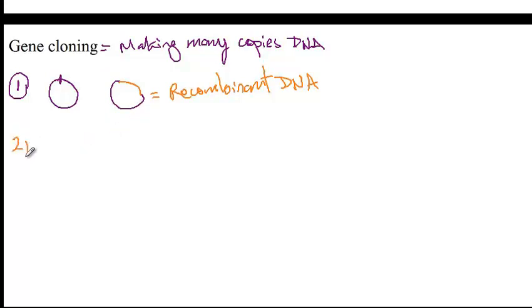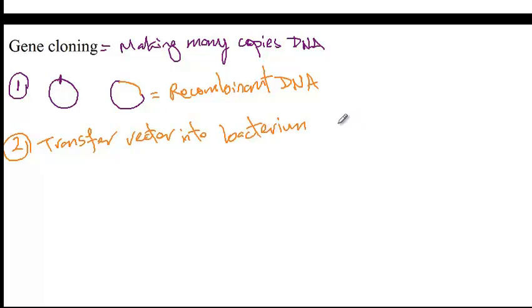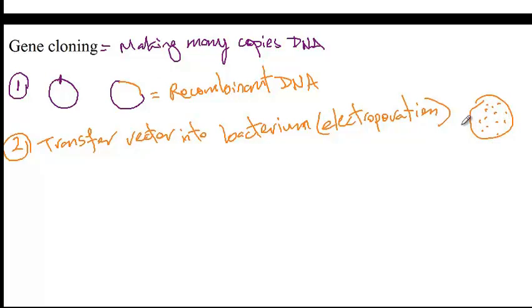In step number 2, we are going to transfer the vector into the bacterium. This is usually done by different techniques, but the most commonly used one is electroporation, where a short electric pulse is used to create so many holes inside the bacteria, and consequently recombinant DNA can enter the bacterium through all these pores.